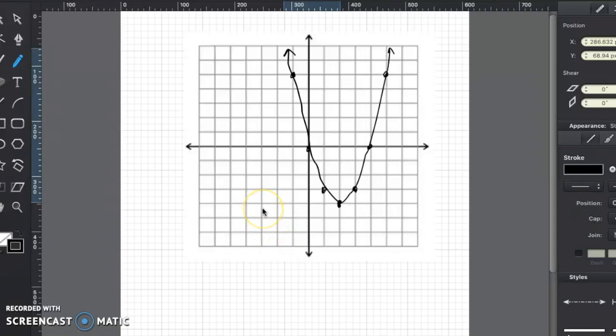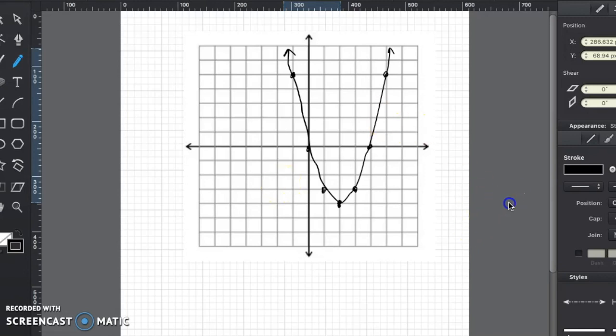Welcome back, mathematicians. What we're going to do now is talk about increasing and decreasing points, well, portions of a function here. So right here we have a function, pretty basic parabola, but it's going to be part of the unit, so that's what we'll work with. I just want to talk about what's increasing and what's decreasing, right?